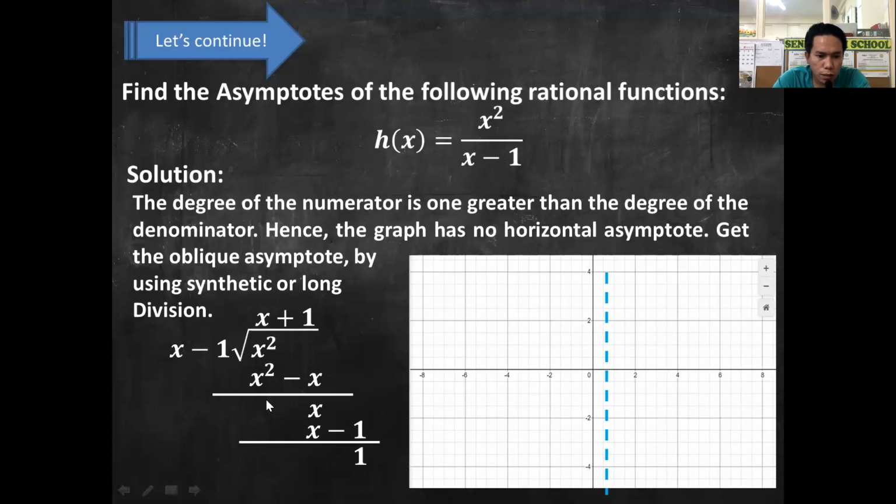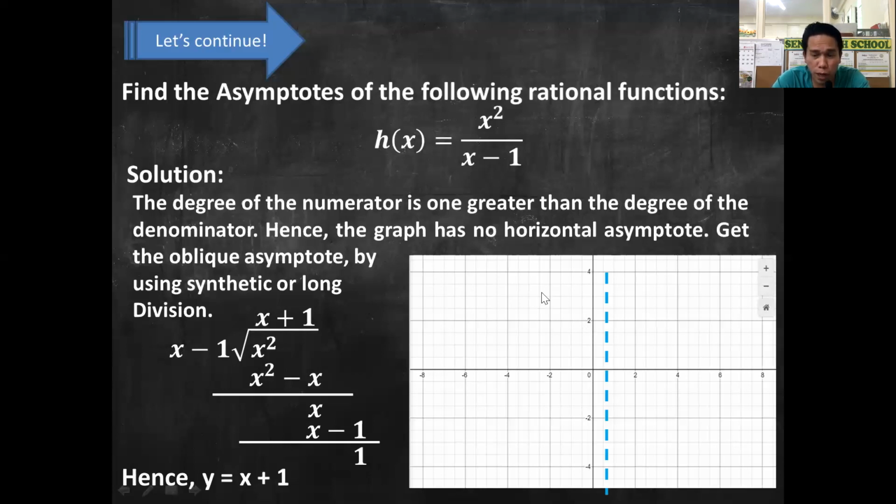1 times x is x. And 1 times negative 1 is negative 1. Okay? So remainder natin is positive 1. Pero di ba, we have to ignore naman the remainder. So yung magiging oblique asymptote natin is x plus 1. So pwedeng ganun. Okay? So hence our y is equal to x plus 1, or our oblique asymptote is x plus 1.